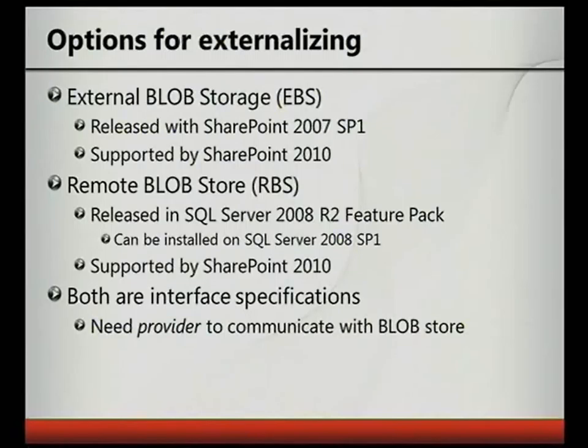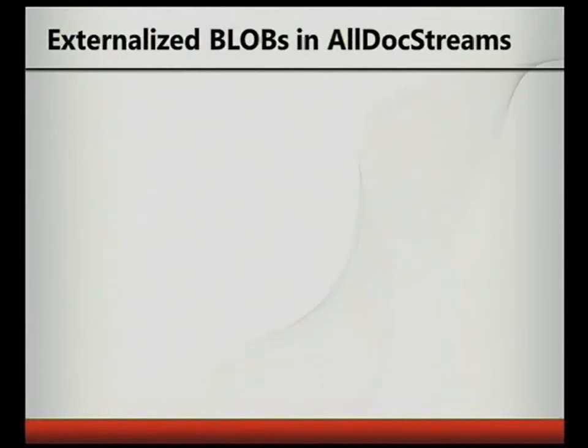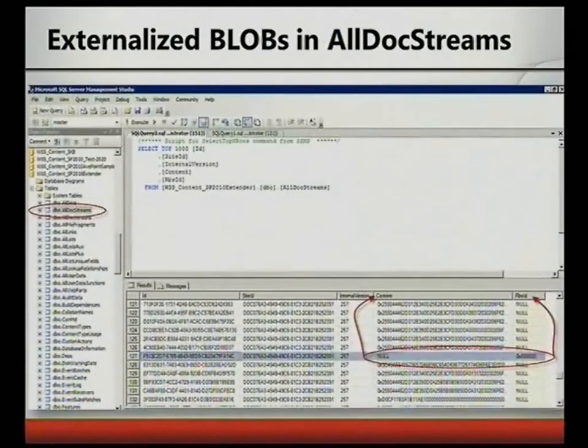And you have two basic ways of doing that, EBS, which was part of SharePoint 2007, and RBS, which is part of SharePoint 2010. Both of these are interface specifications that Microsoft has provided. EBS is part of SharePoint, RBS is part of SQL, and both need what are called providers to actually interface between SharePoint and the storage platform. So you would need a provider to talk to your disk storage if you're doing direct storage for your blob store. You would need a provider to talk to Amazon or to Azure or to your SAN or NAS device. So there are different APIs. They're architected a little bit differently, but functionally they're basically doing the same thing.